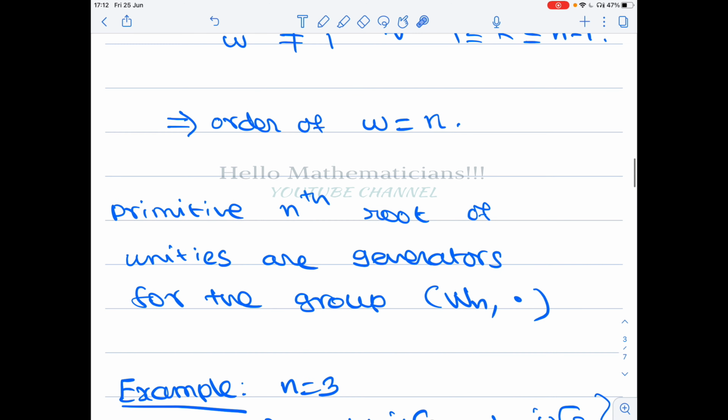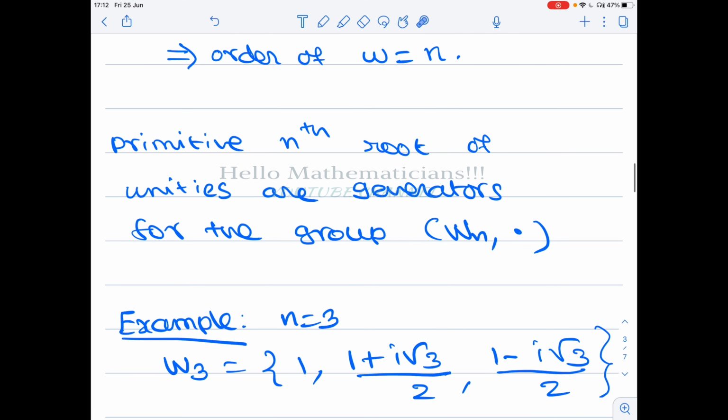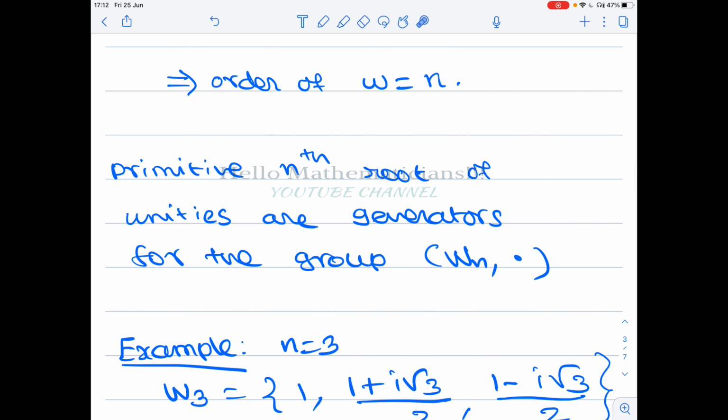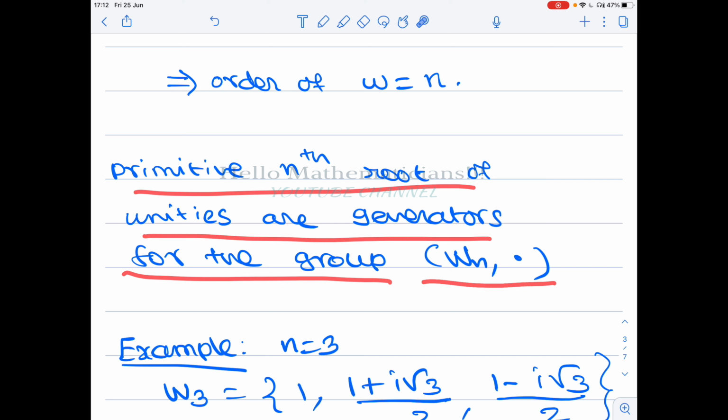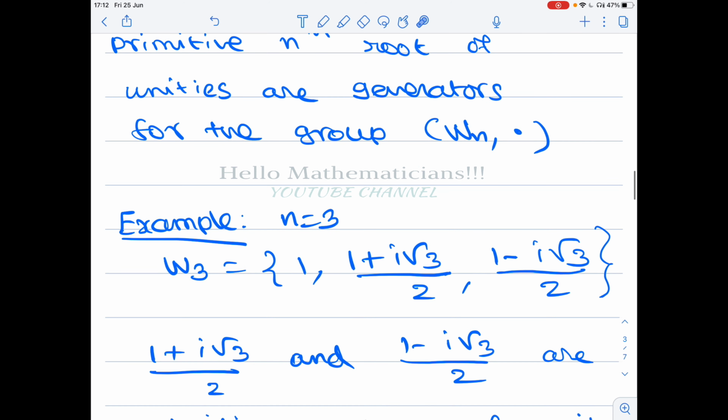Now we know what a primitive nth root of unity is. So primitive nth roots of unity are precisely the generators of this cyclic group (Wn, dot). Let's see some examples.